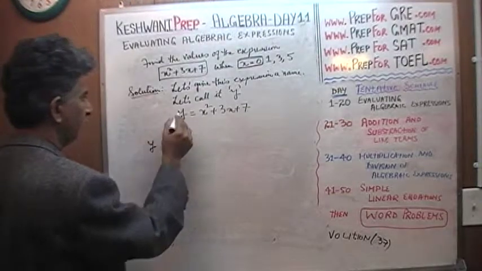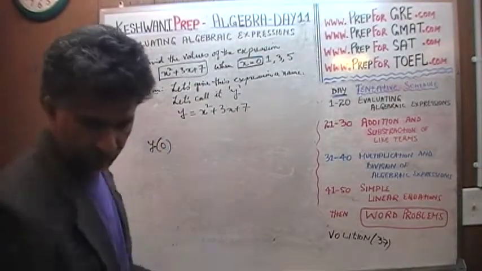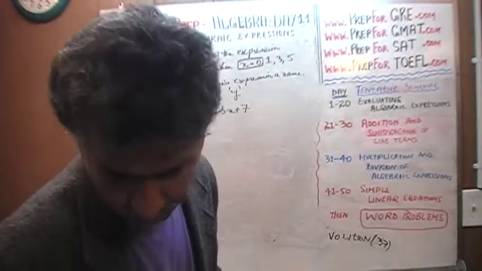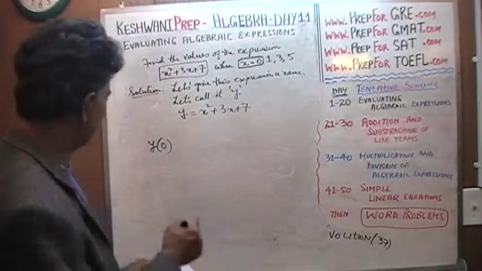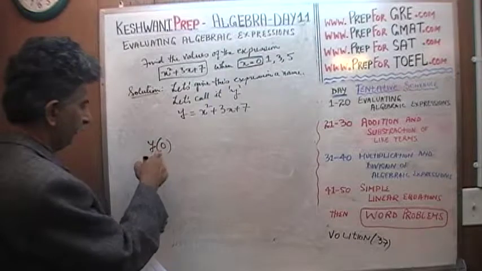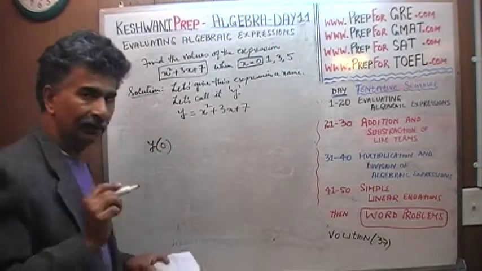y, which is the name of our expression, and then 0 in the parenthesis. Let's first talk about what it means, and then we'll talk about how to read it. What does it mean when you write y with the parenthesis 0? It doesn't mean y times 0. In this notation, in this context, that's not what it is.